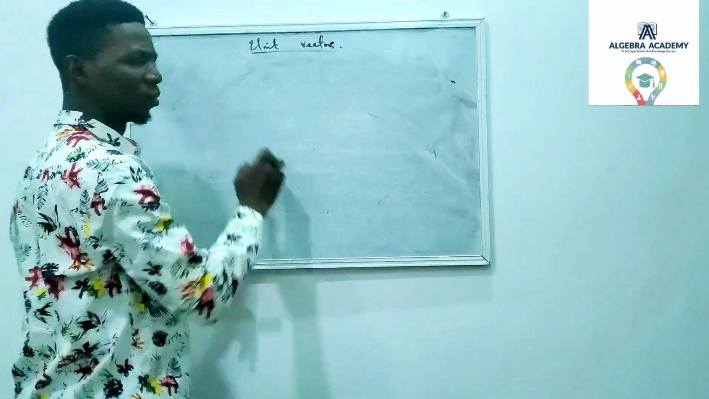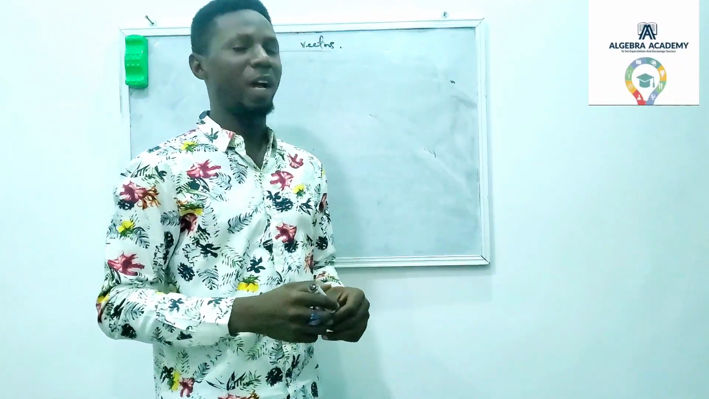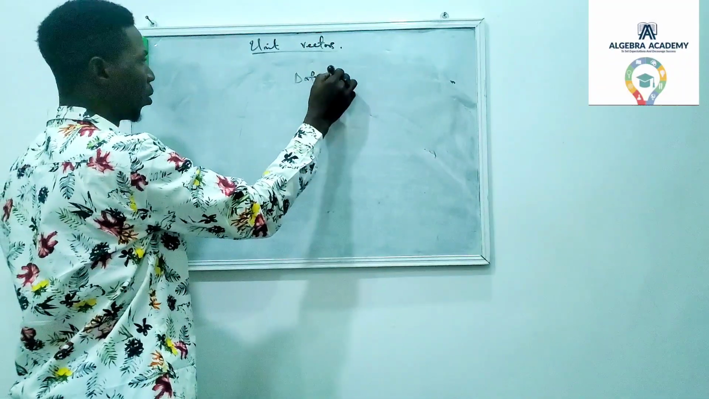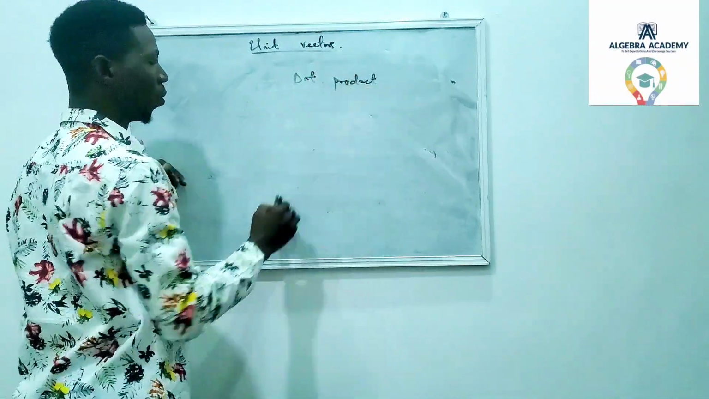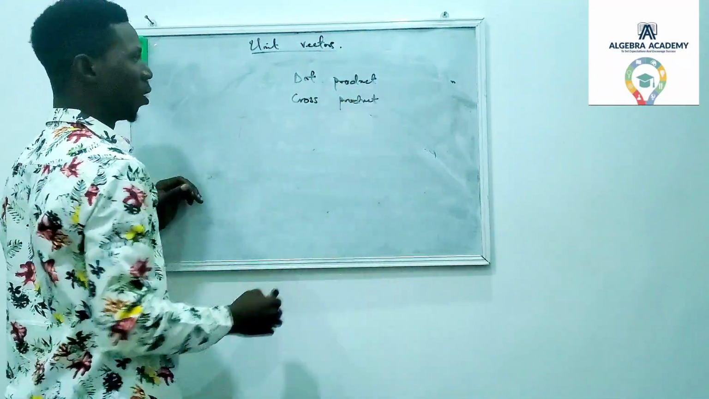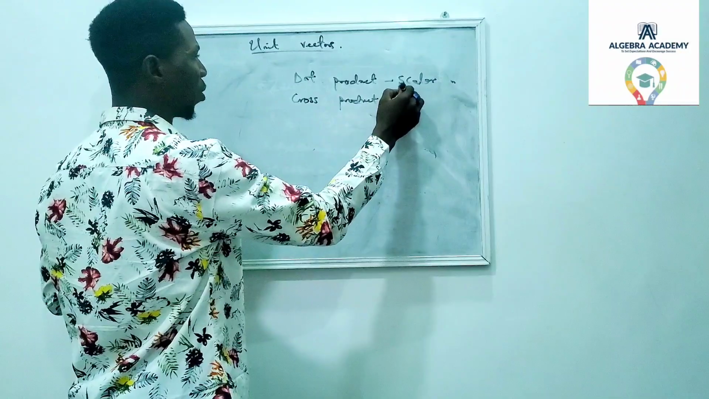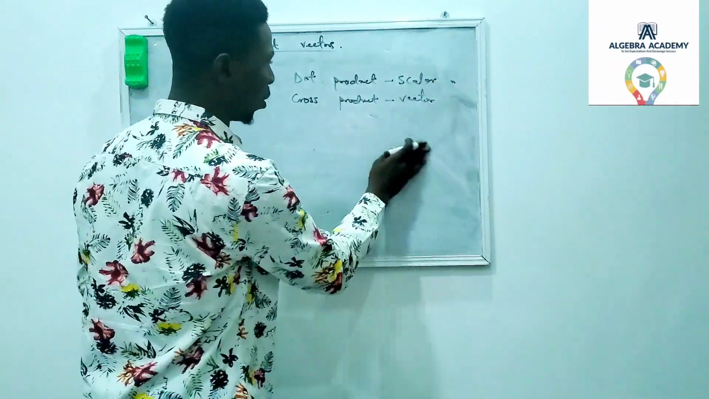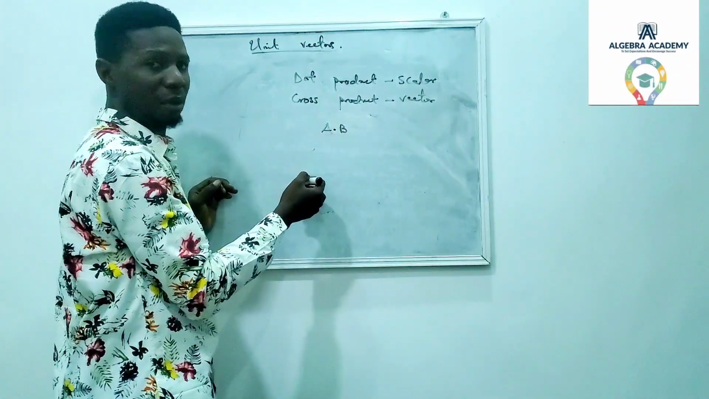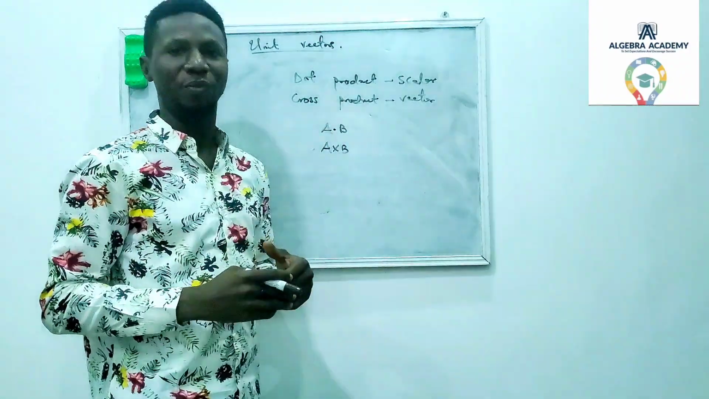Now let's move to multiplication of vectors. You can multiply vectors in two ways. We have the first one, which is the dot product, and the second one is the cross product. The dot product can otherwise be called scalar, while the cross product can be called vector. Of course, they both mean multiplication, because in mathematics, if you have a dot b, it means a multiplied by b. If you have a multiplied by b, the same thing. But in vectors, we approach them differently.